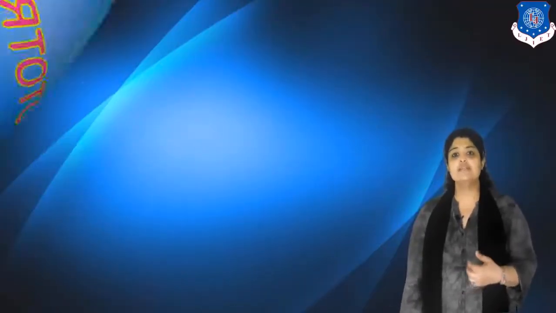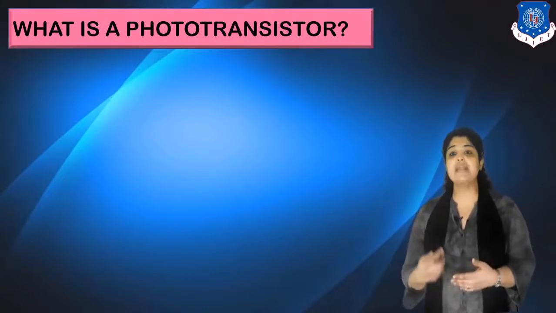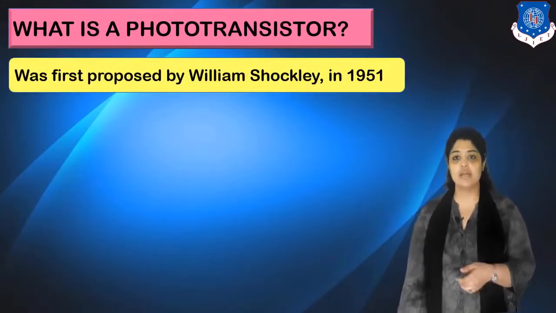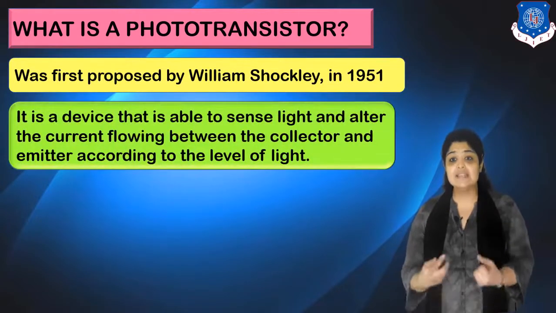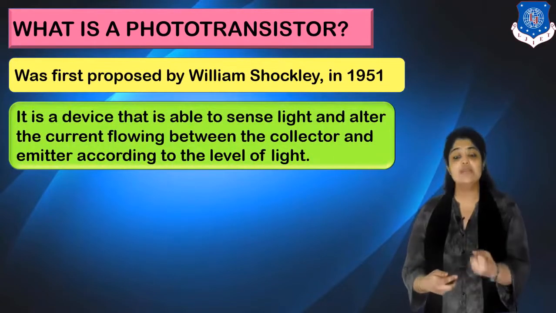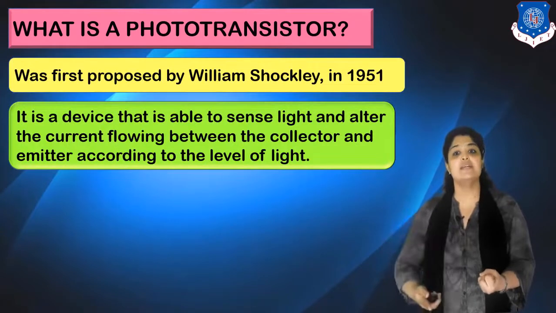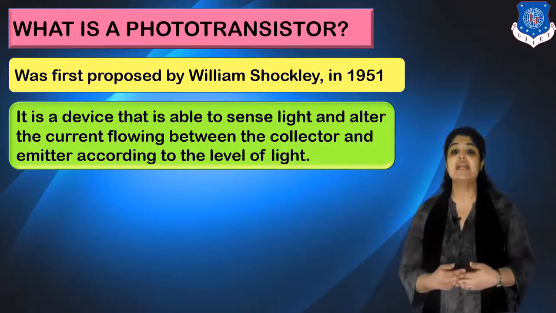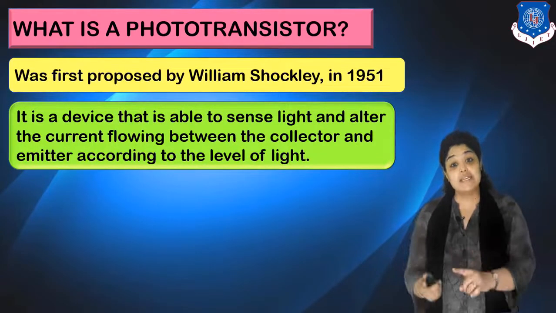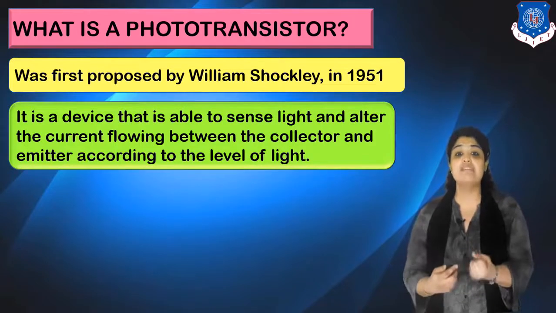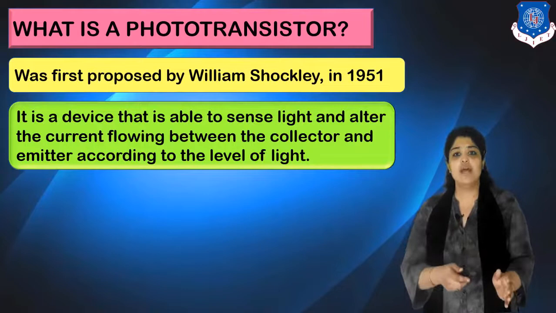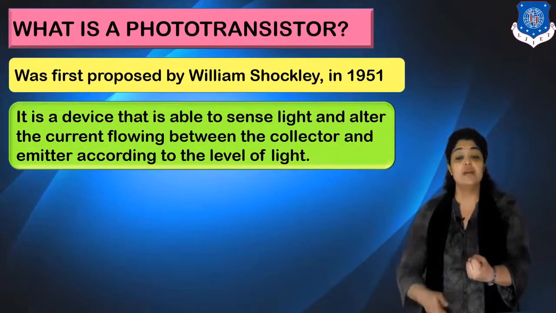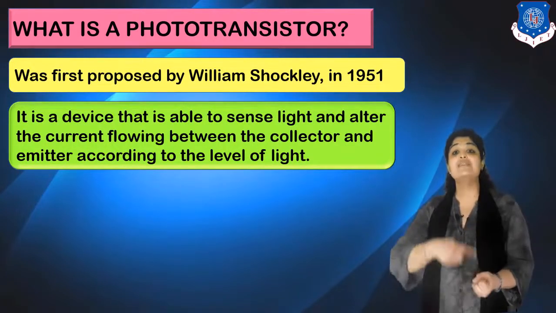The phototransistor was first proposed in the year 1951 by William Shockley. A phototransistor is a device which is able to sense light, and according to the light sensed, it alters the current that flows between the collector and emitter. This variation is according to the level or intensity of light absorbed. A photodiode only absorbs light, but a phototransistor also acts as a control.